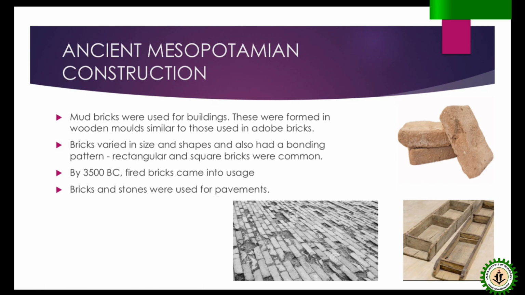They started using mud bricks. This is also called adobe bricks. You can see these are the molds, wooden brick molds. They could be rectangular or square in shape. So bricks and stones were used for this. Pavements, you can see how it is. So they were used for pavements.